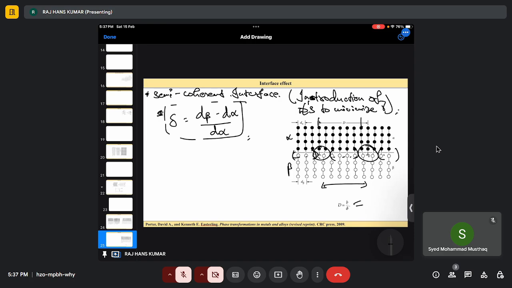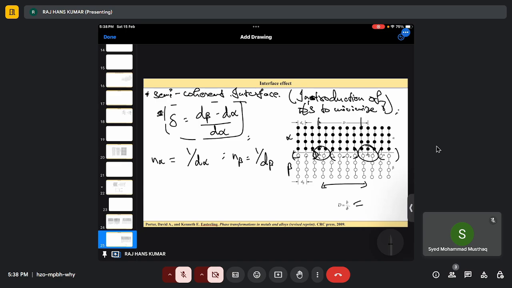Okay. Now the number of atomic planes in alpha phase per unit length will be given as 1 by d alpha, right? Again, the number of atomic planes in beta per unit length will be given by 1 by d beta.